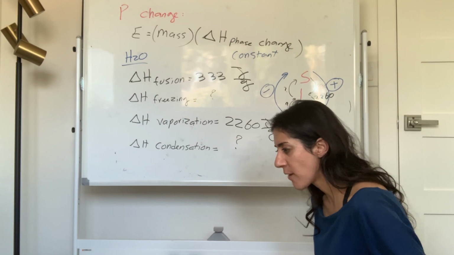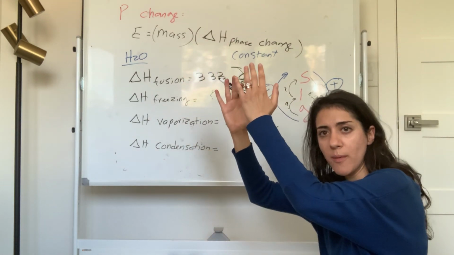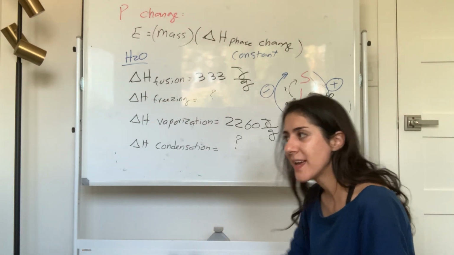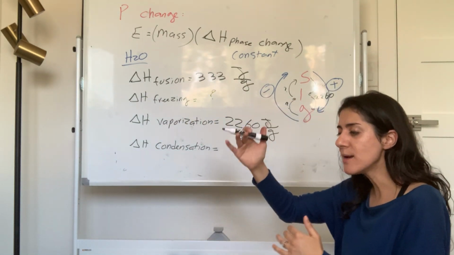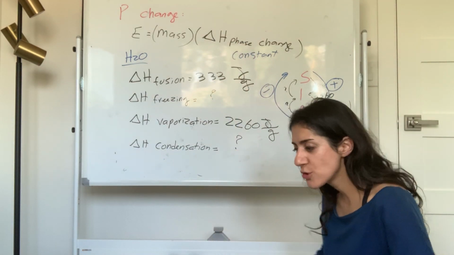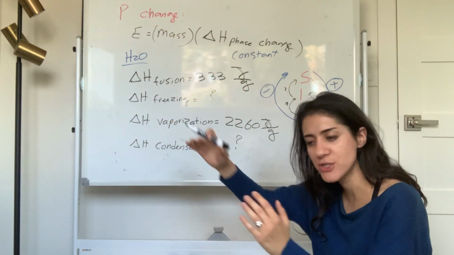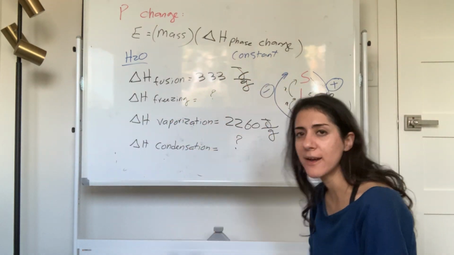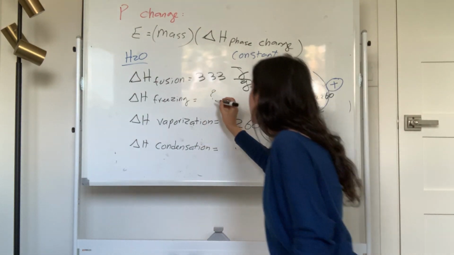So I went up, I used energy, and it's positive because I needed energy to go up. When I'm coming down, it's the same distance, so it's the same amount of energy, except when I'm coming down, now I'm releasing that energy. So you go up, you come down, same distance, same amount of energy, just up is endo and coming down is exo. So what would be this number for freezing?